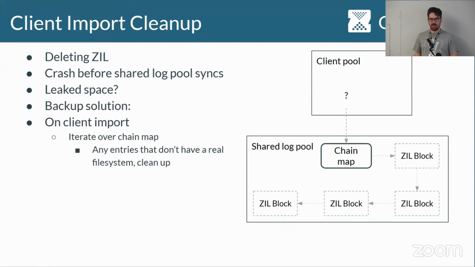when you import the client pool, when we're iterating over the chain map entries for that client, any entries in the chain map that don't have an actual corresponding file system in the client pool, we immediately clean those file systems up. We remove their chain map, clean up all their ZIL blocks, and prevent that space from being leaked. So you do leak it very temporarily, but only until you start importing your clients again. So it's a short-term problem that will resolve itself.